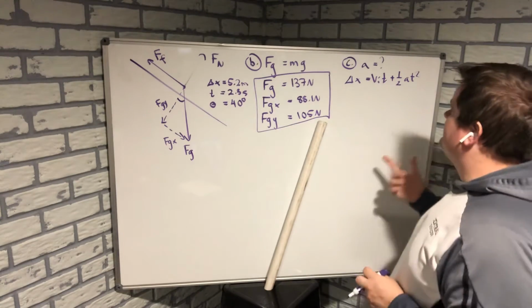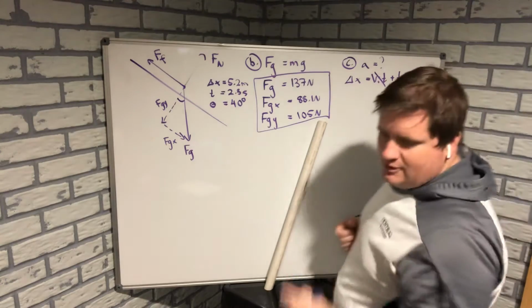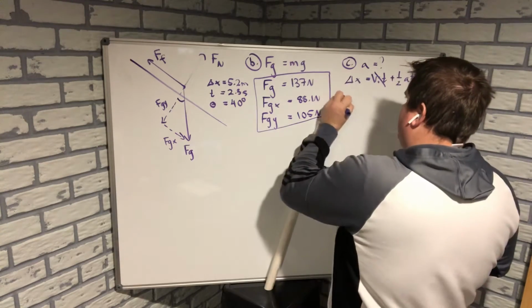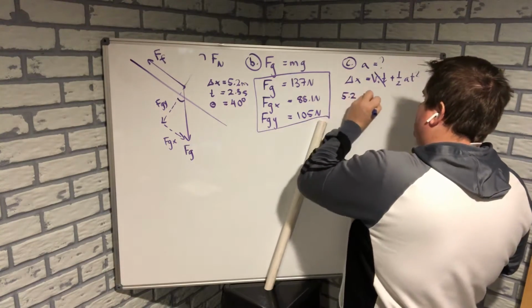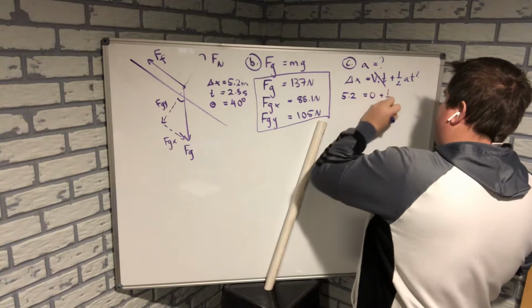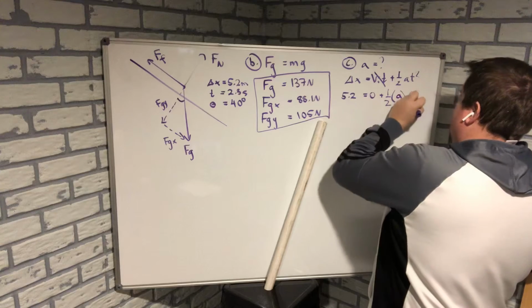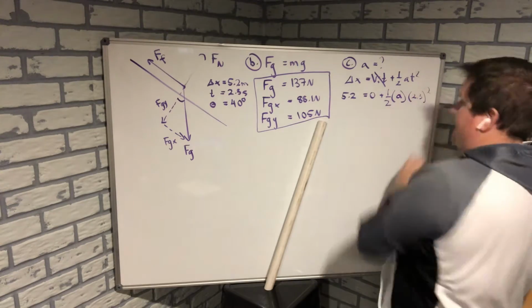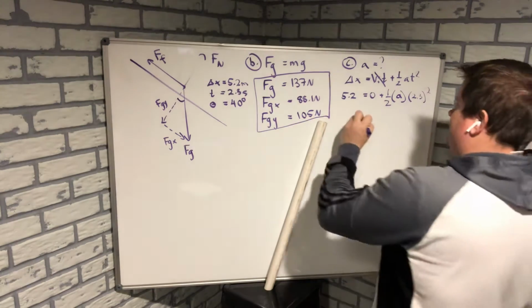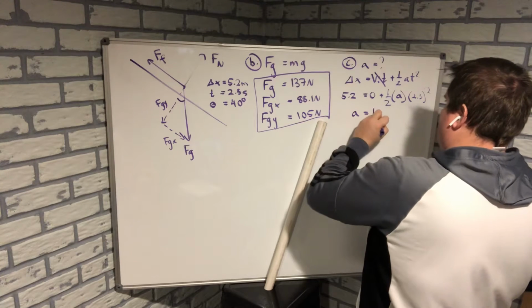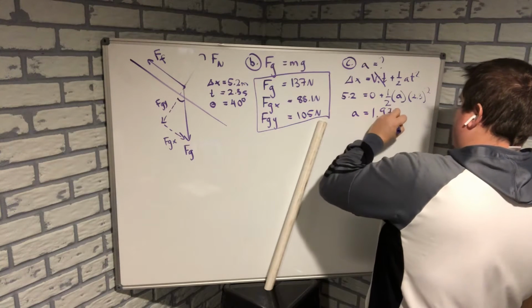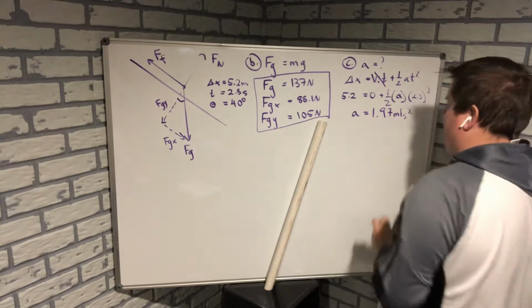When we plug numbers in, this term goes to 0. So we have a delta x of 5.2 equals 0 plus 1/2 A, which we're trying to find, and t is 2.3 squared. And we end up with an acceleration of 1.97 meters per second squared.